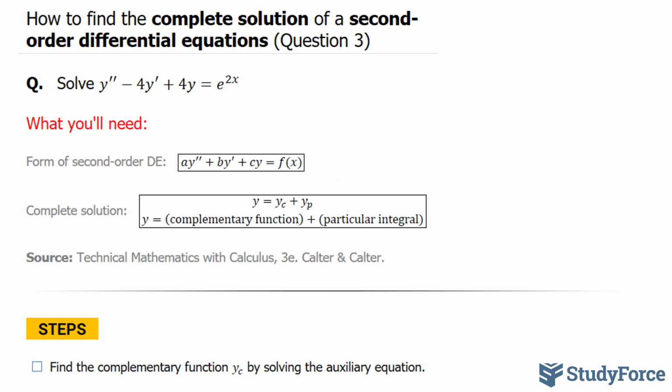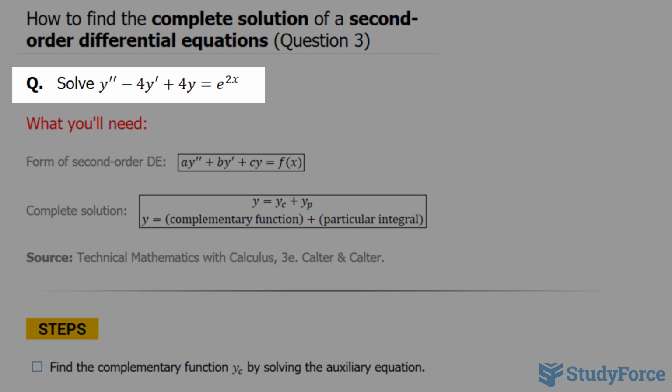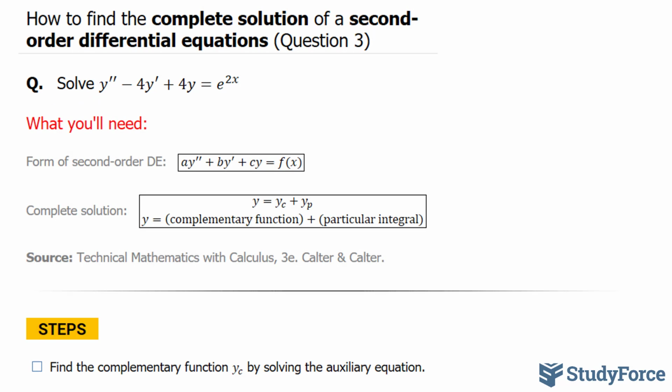In this lesson, I'll show you how to find the complete solution of a second-order differential equation. The question reads, solve y double prime minus 4 times y prime plus 4y is equal to e to the power of 2x. To do this question, I've outlined 7 steps.